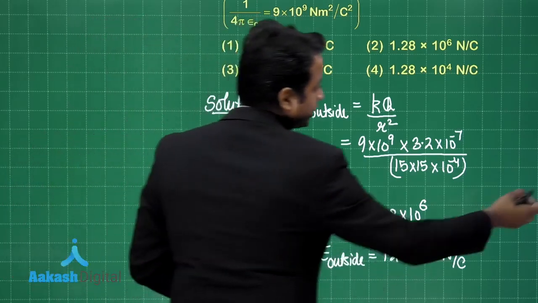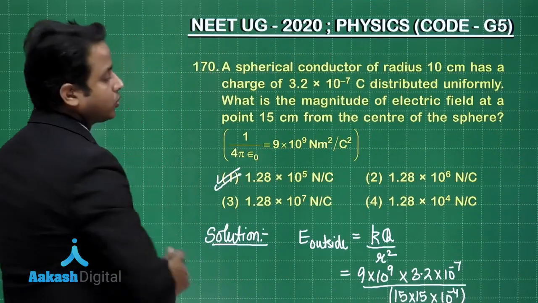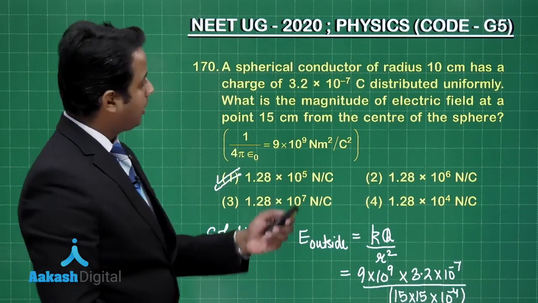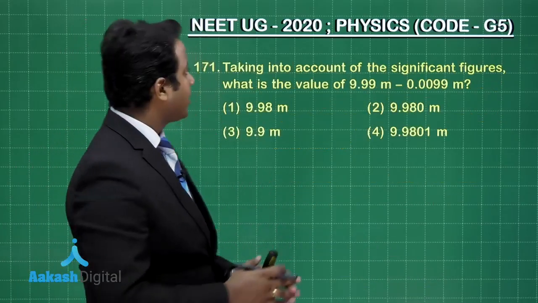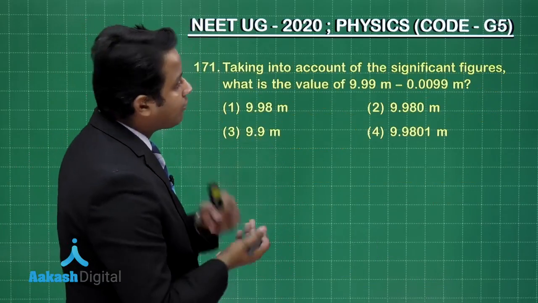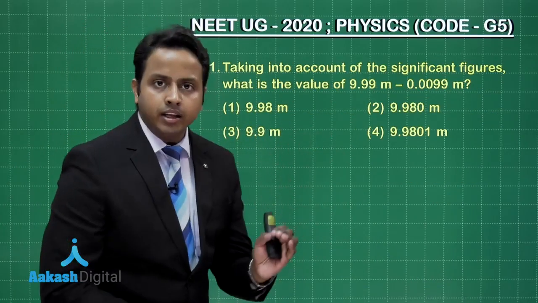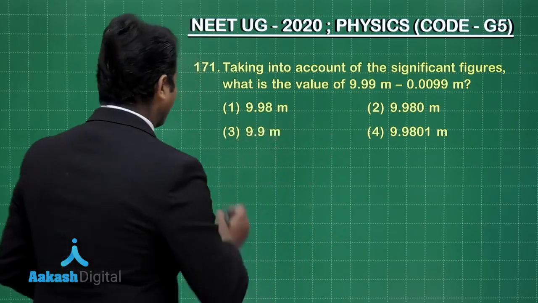So according to the question, what is the correct option? Option number 1 is the right choice for this particular question. Now I hope this is clear to you. Moving further. Next question says, question number 171, taking into account the significant figures, what is the value of 9.99 meter minus 0.0099 meter? So let's solve this question.